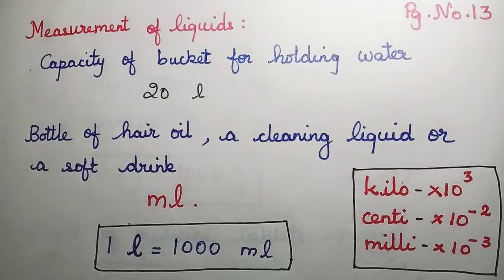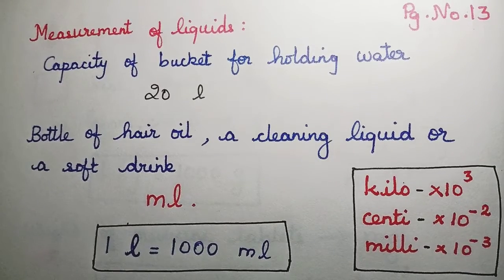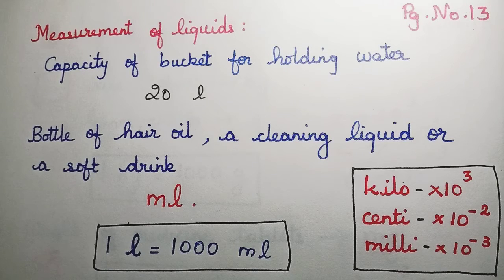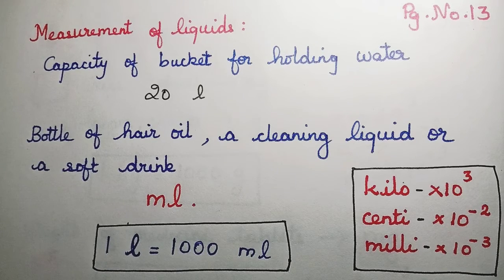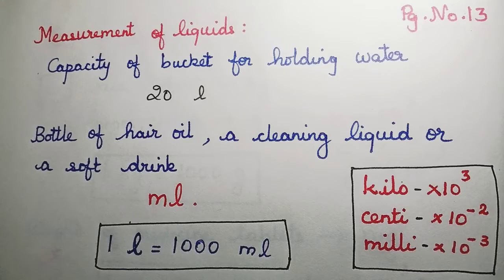So the next topic is measurement of liquids, page number 13. So far we have learned how to measure distance and weight, right? For length, you will use centimeters. For measuring weight, we used kilograms or grams. Now, how to calculate the quantity of a liquid? You all know, when we buy milk or a water bottle, it is in terms of liters, right? So you already know the measurement of liquid is in terms of liters. So the same conditions apply here also.